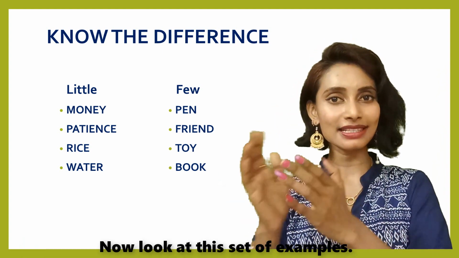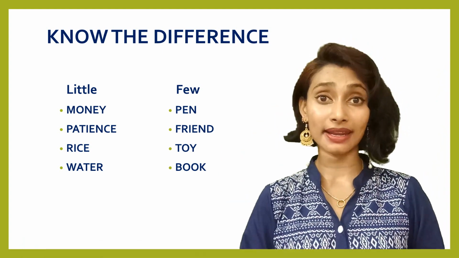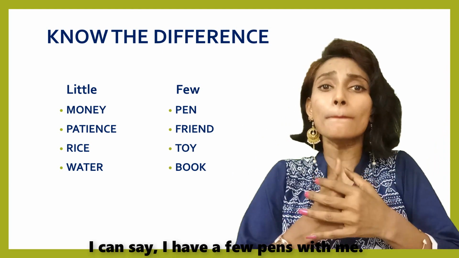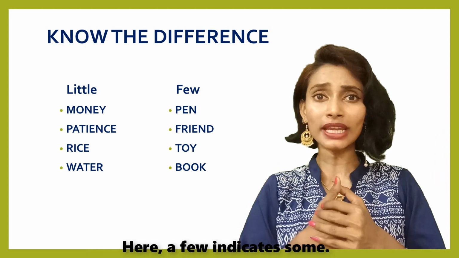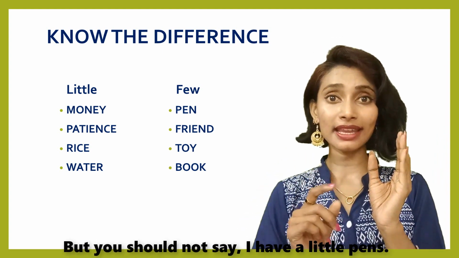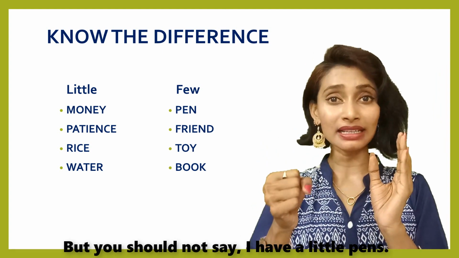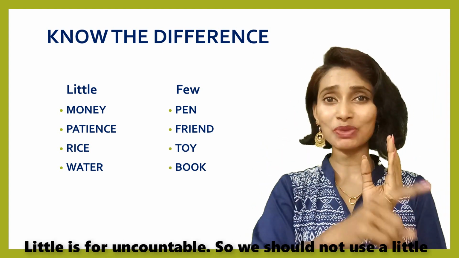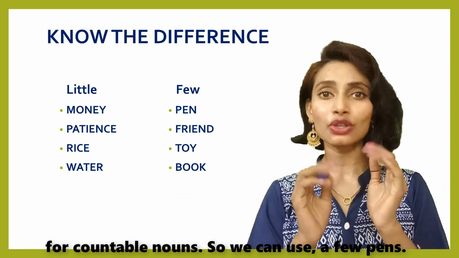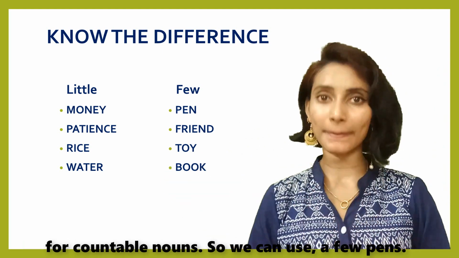Now look at this set of examples. Pen. I can say I have a few pens with me. So here a few indicates some. But you should not say I have a little pens. Little is for uncountable, so we should not use a little for countable nouns. So we can use a few pens.